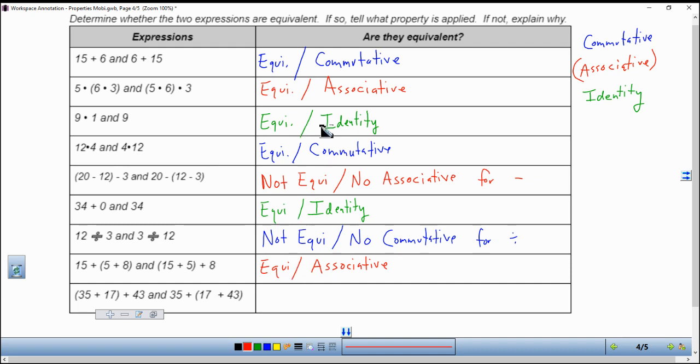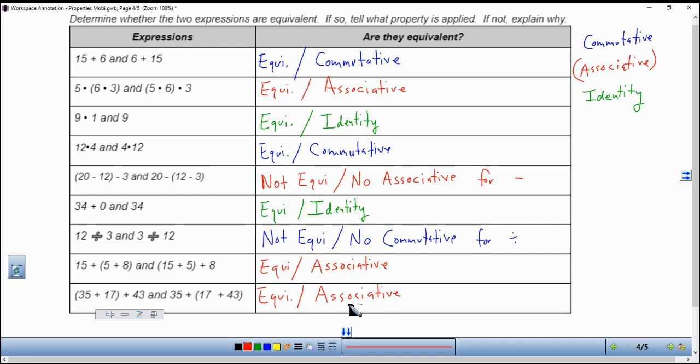All right, nice smattering of colors here. Looks lovely. All right, let's check this one out. We got 35 plus 17 plus 43, 35 plus 17 plus 43. It looks like the numbers are grouped differently. We're using addition. So looks like that's associative property. So we're just abbreviating equivalent, but we're writing the whole property out just to practice spelling those because I've seen some zany spellings of these through the years. So we're just going to practice that for now.